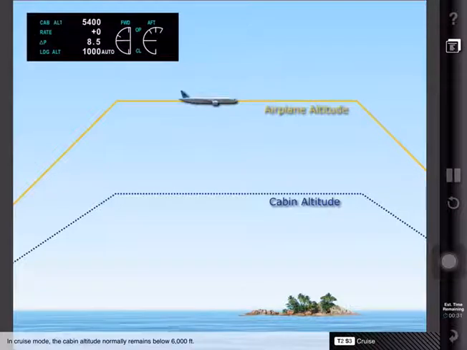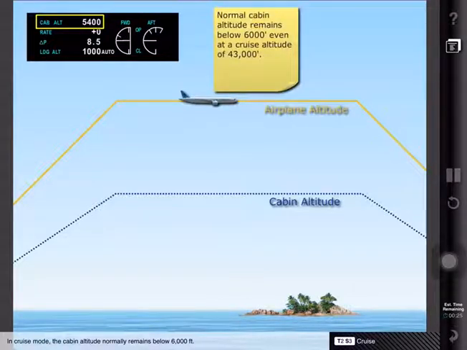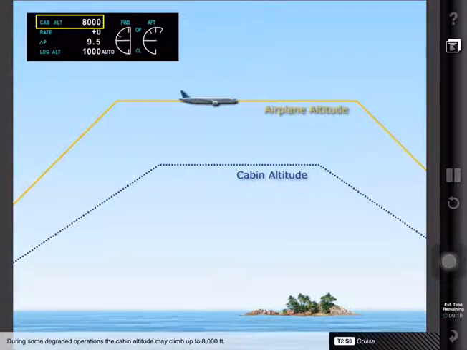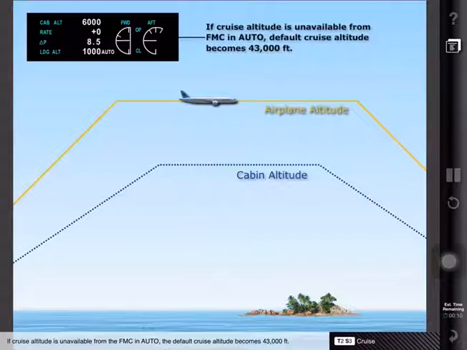In cruise mode, the cabin altitude normally remains below 6,000 feet. During some degraded operations, the cabin altitude may climb up to 8,000 feet. If cruise altitude is unavailable from the FMC in auto, the default cruise altitude becomes 43,000 feet.